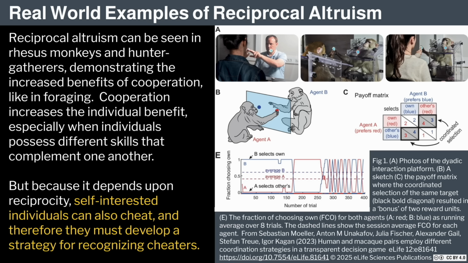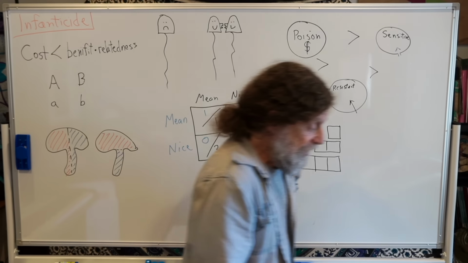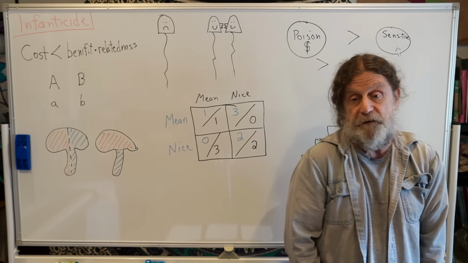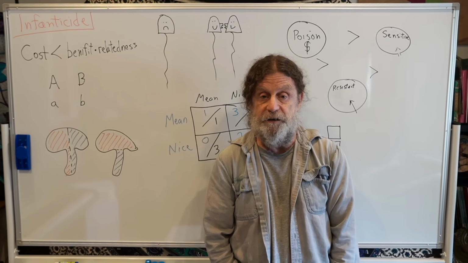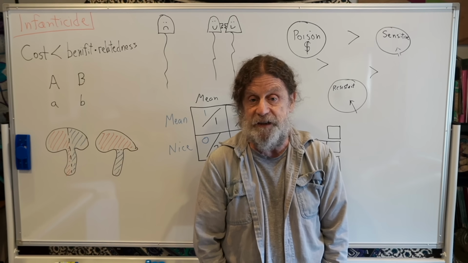What do you really want to do? You want to find somebody who's cooperating with you who you can cheat against, who you can take advantage of and not reciprocate. And thus, what's the other thing you really, really want to do? You want to be good at spotting a cheater and being able to punish them.